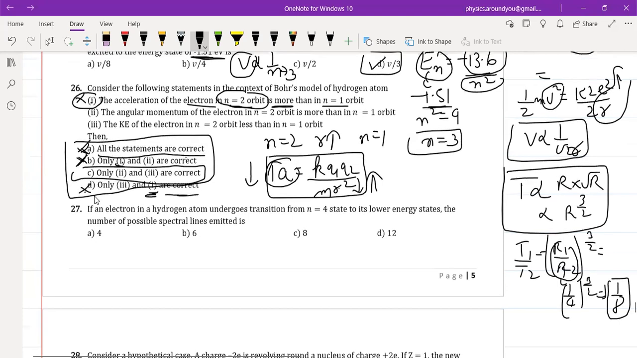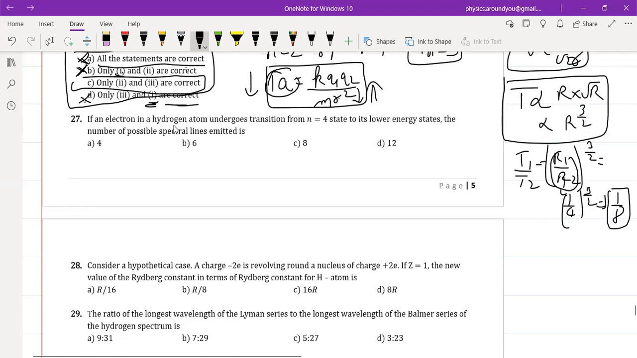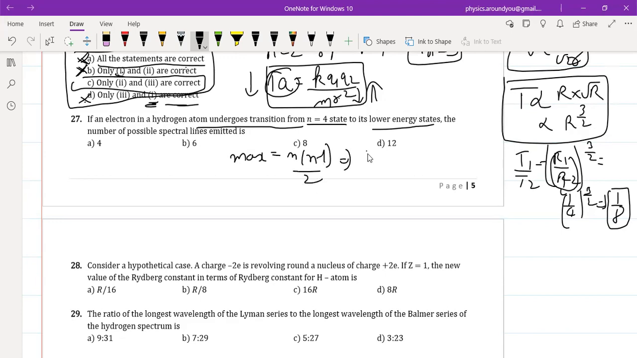Question number 27. If an electron in a hydrogen atom undergoes transition from n equal to 4 to its lower energy states, there's a formula. The maximum number of lines is always n into n minus 1 by 2, which is 4 into 3 by 2, which would be 6. The option is 6. If an electron is in an excited state and is going to the ground state, the maximum number of lines will be n into n minus 1 by 2, which is 6.